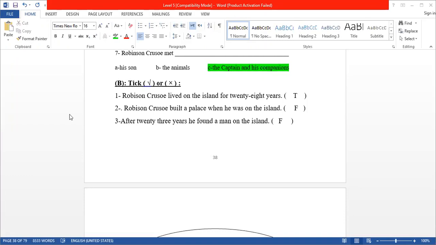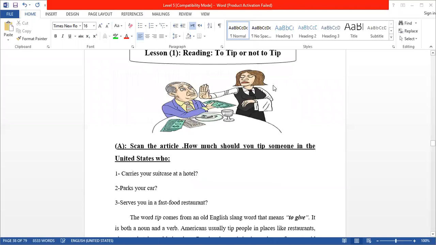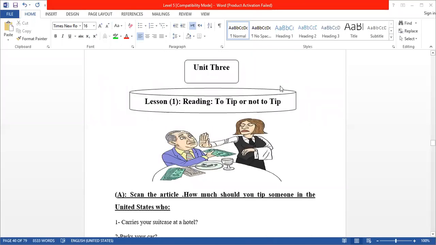We finished unit 2, and we are going to start unit 3. Unit 3.